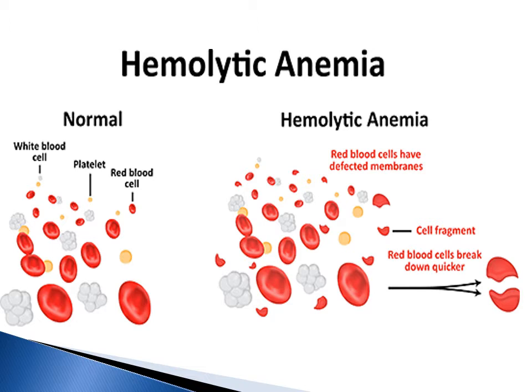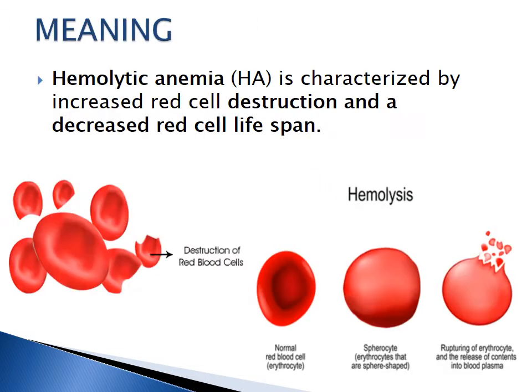Now another way to remember this is when you say lytic or lysis, what does it mean? It's breaking, or breaking down into fragments. So when such a condition occurs, then you know that yes, this is called hemolytic anemia, because here the red blood cells get fragmented.